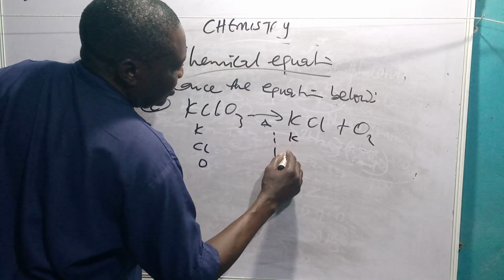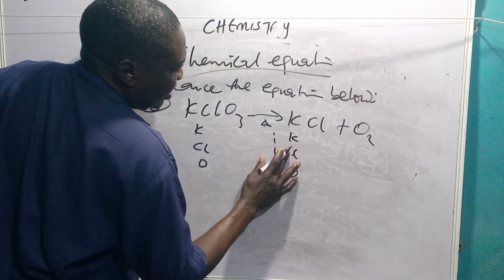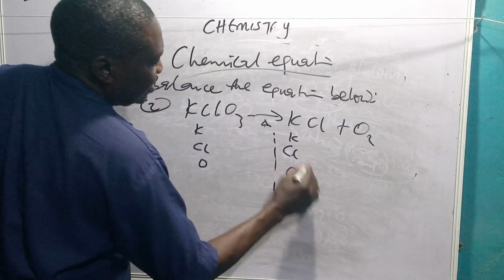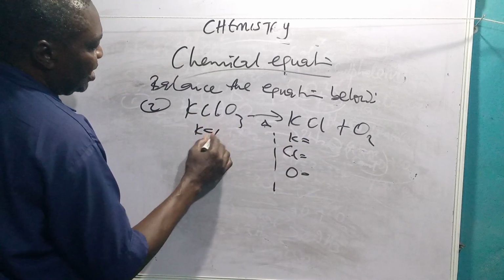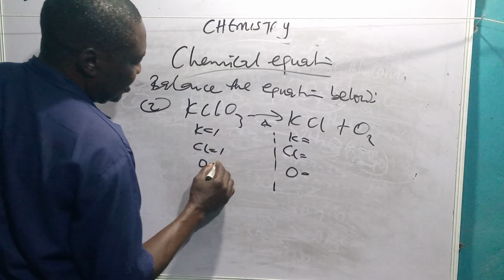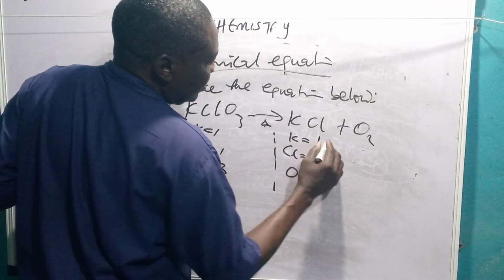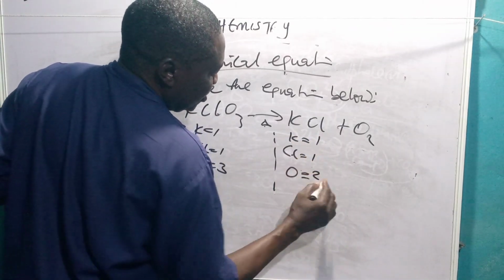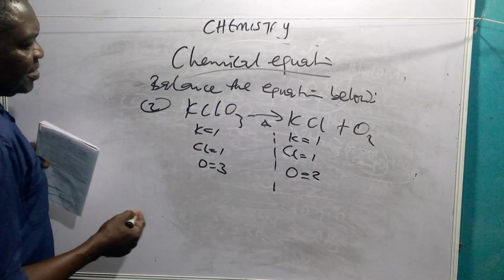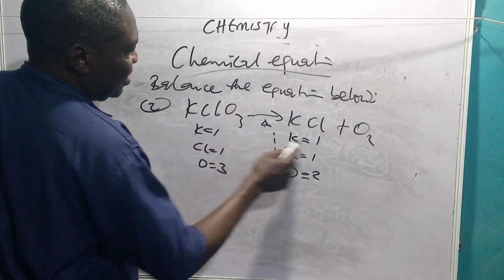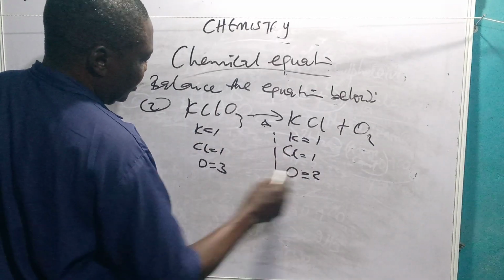Demarcation line: potassium, chlorine, and oxygen. Let the C always be capital. You have oxygen. So let's count. Potassium is 1, chlorine is 1, oxygen is 3. Here, potassium is 1, chlorine is 1, oxygen is 2. You see it. So you just pick one that is different. You look at it: potassium is 1 here, 1 here; oxygen is 2 here, oxygen is 3 here.